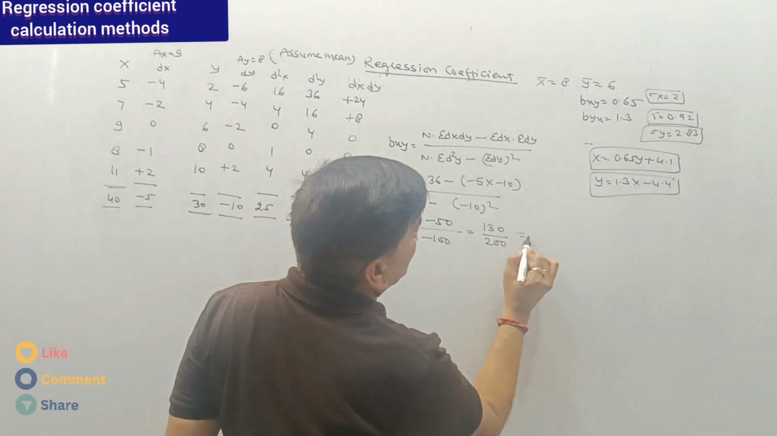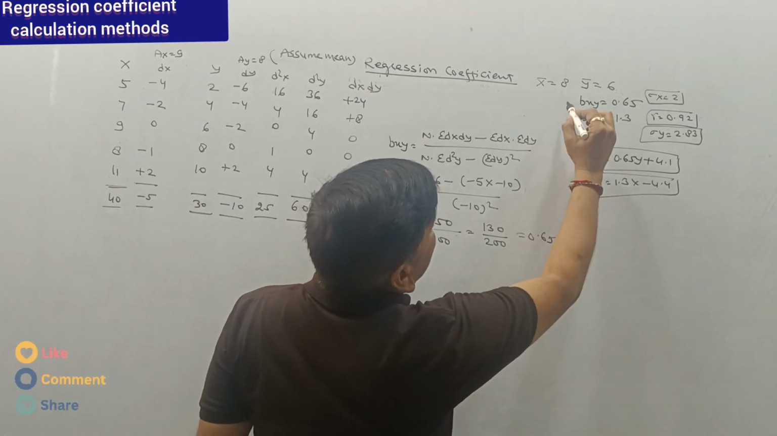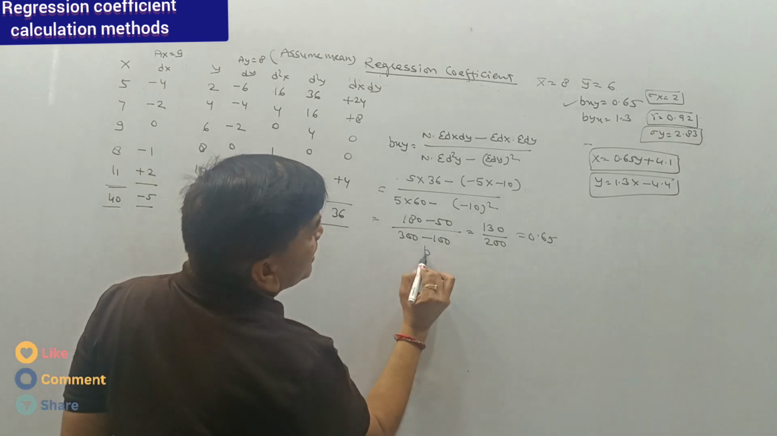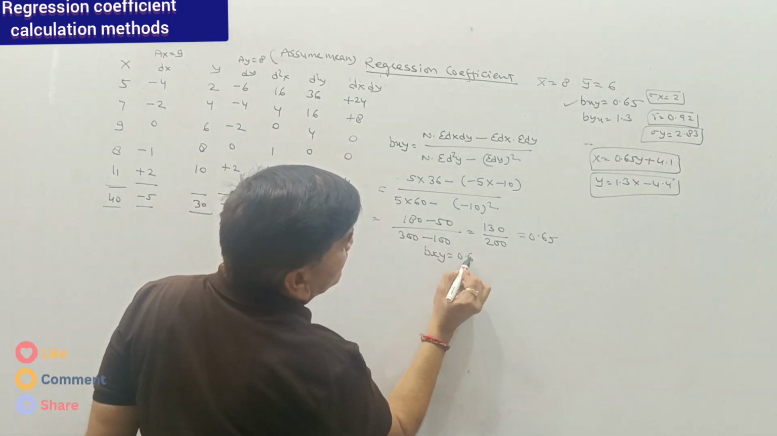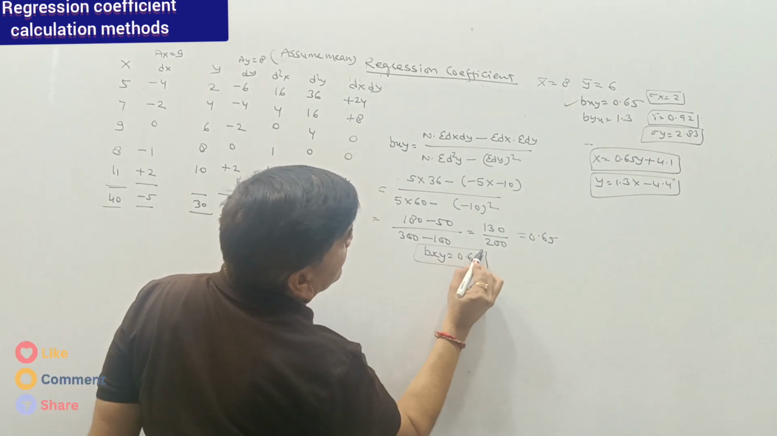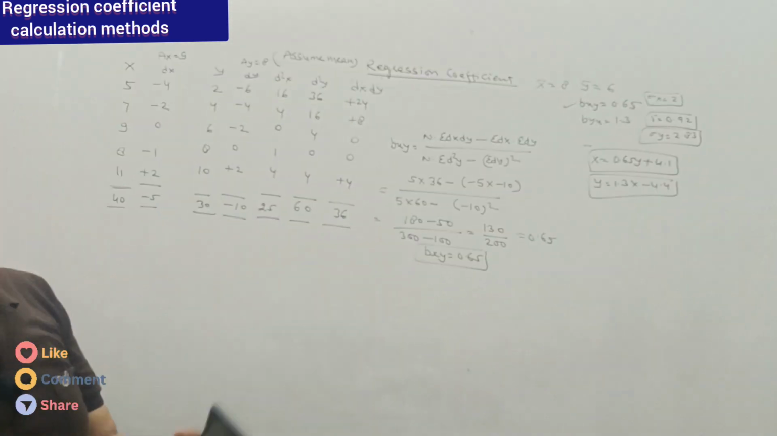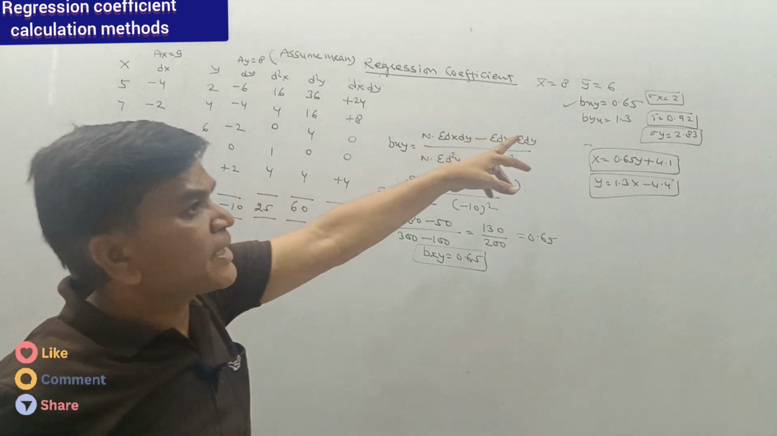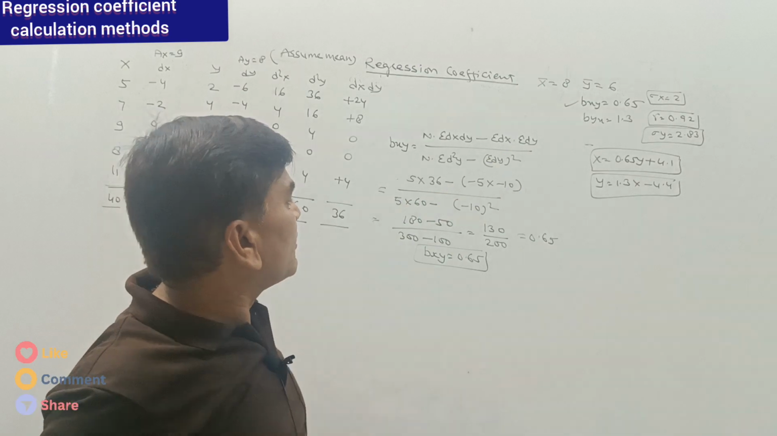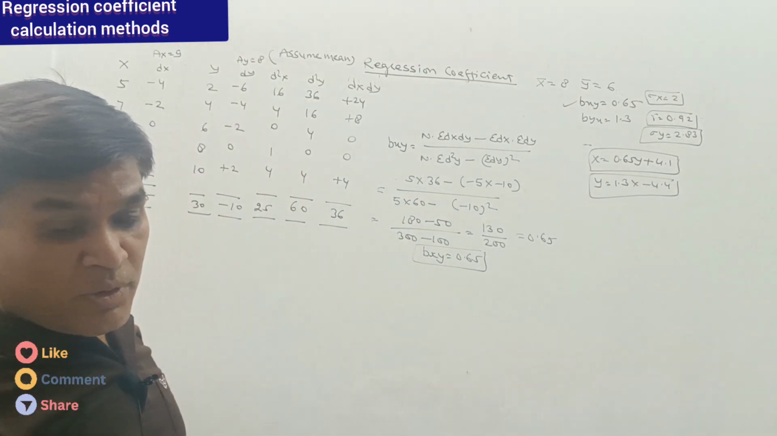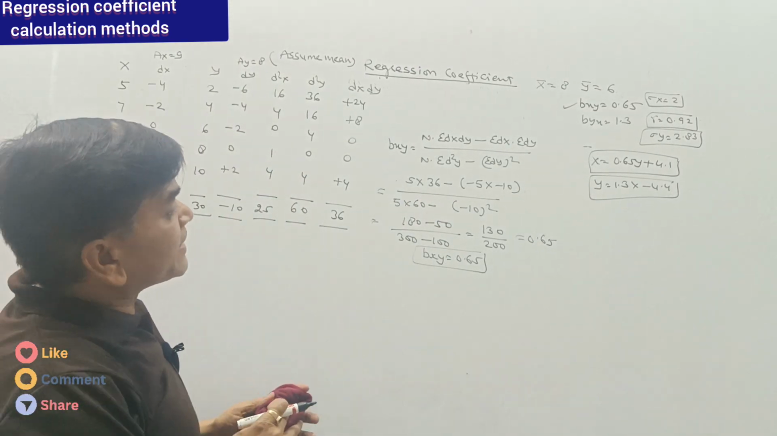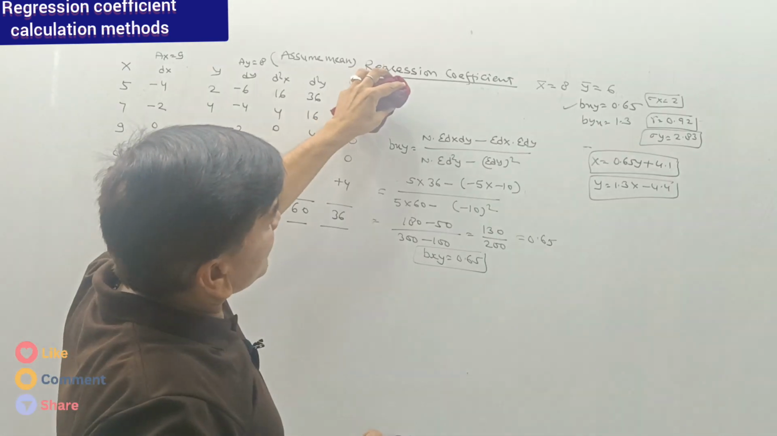So 0.65. Already it was 0.65. So the bxy value is 0.65, as same as we already calculated with the direct method. No problem at all. Now if we are to calculate byx, the formula will be changed.